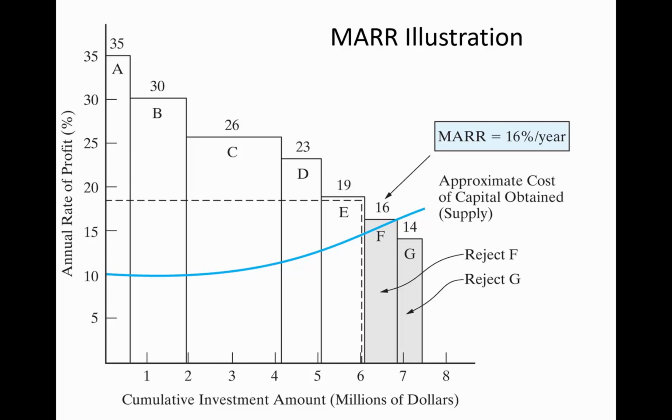And project G is even worse than project F. You know, in the case of project F, at least you are going to be making enough money to pay back the bank. But in the case of project G, if you borrow that money, you're actually going to be paying the bank 16 or 17% interest, but you're only receiving 14% interest. And so you're losing money on that deal. So that's why they're rejected.